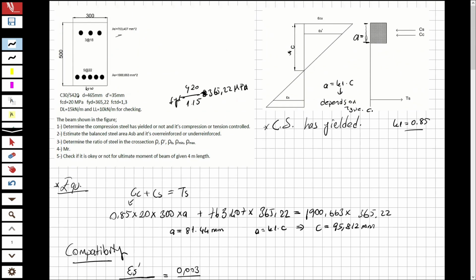Let's repeat it. I'm going to take epsilon S prime over this ratio, this ratio. And epsilon CU, I'm going to take to this ratio. So this is epsilon CU over C, and this is epsilon S prime divided by C minus D prime. This is D prime, this length. This is the rust cover.